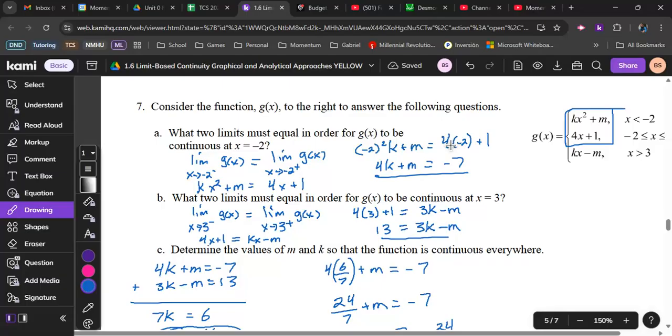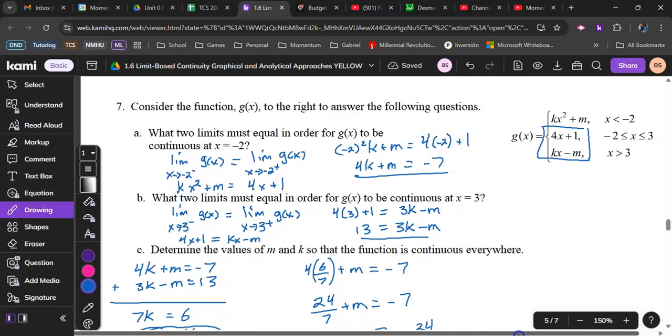Second one was for g of x, and this time I needed these two functions. Why? Because that's where 3 is a boundary point. Okay? So I wrote down those two limits from left and right of 3. I wrote down those two functions. Then I substituted in 3 for the x's. That gave me 13 equals 3k minus m.